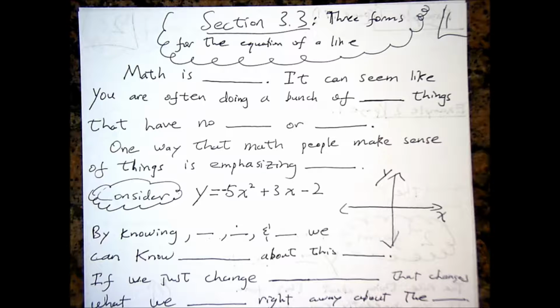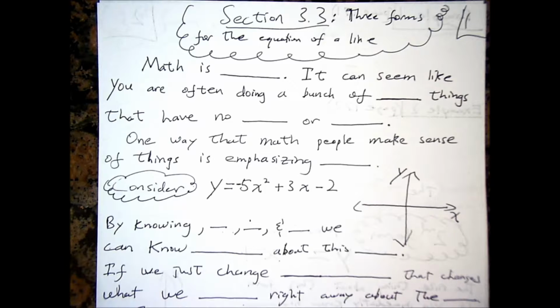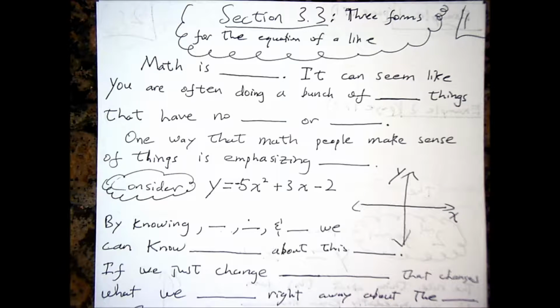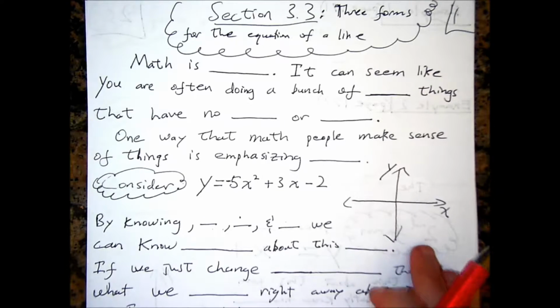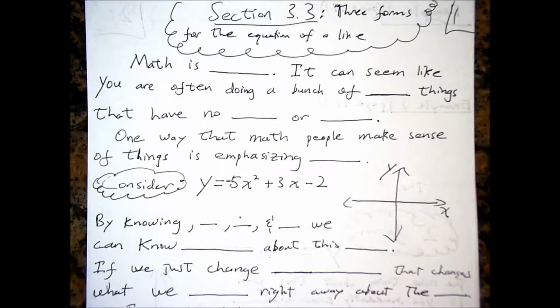So, we're in 3.3, and we're going to study different forms of the equation of a line. Just a short summary of the section. What we've been doing so far is just studying how to graph lines, and if we're given the equation, to work with it, maybe plug in a couple points, and then graph the line. But now we want to actually study the equations themselves and what they mean and the different forms.